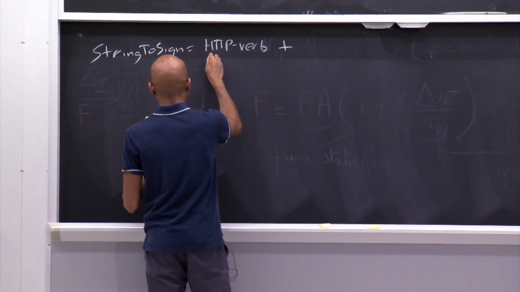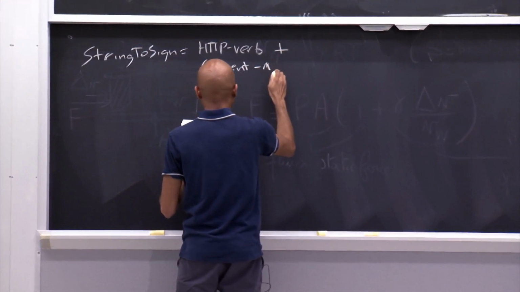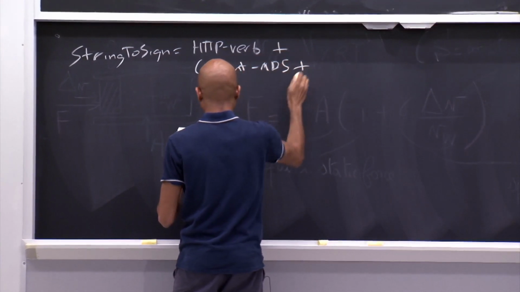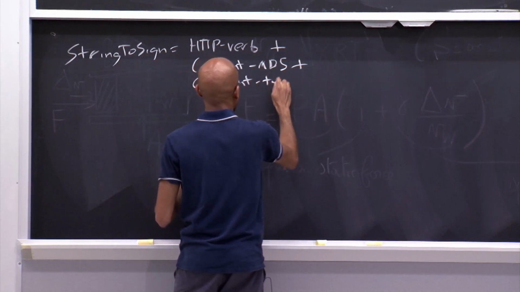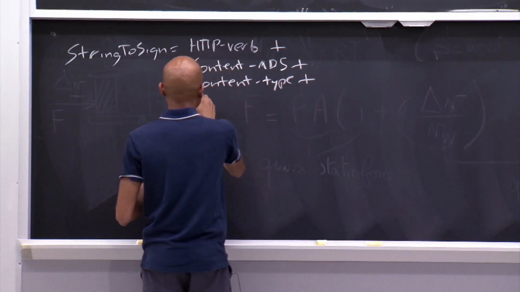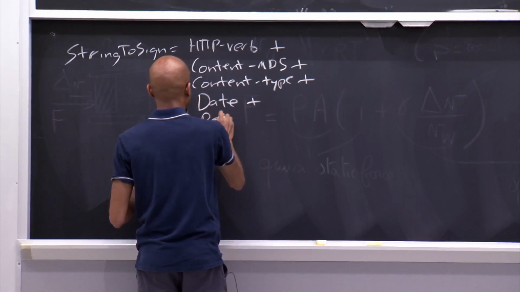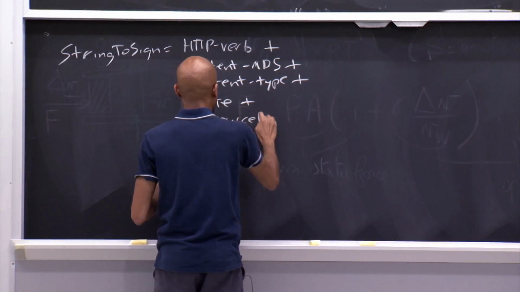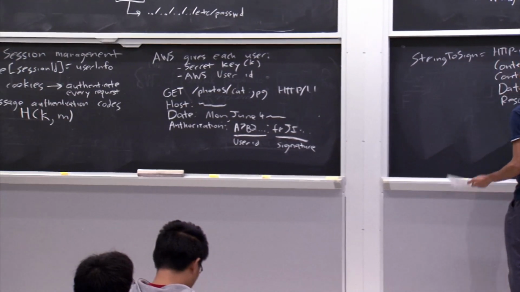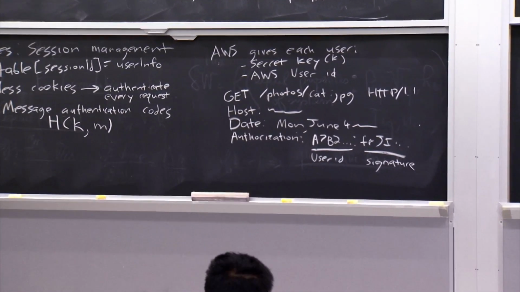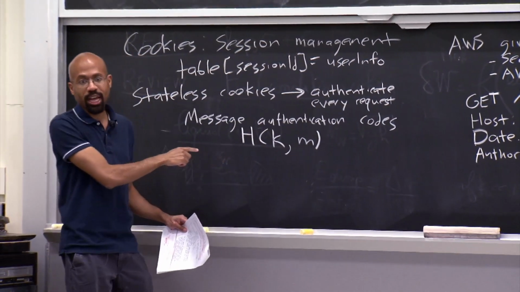And then you put the MD5 checksum of the message content. And then you also put the content type, so it's HTML or image or whatever. You put in the date, and then the resource name, which is essentially the path that you see over here. So in other words, this string here is the message that you pass into the HMAC over here.